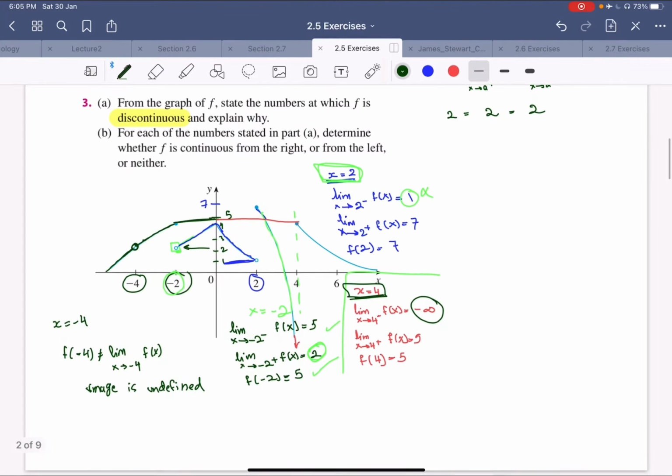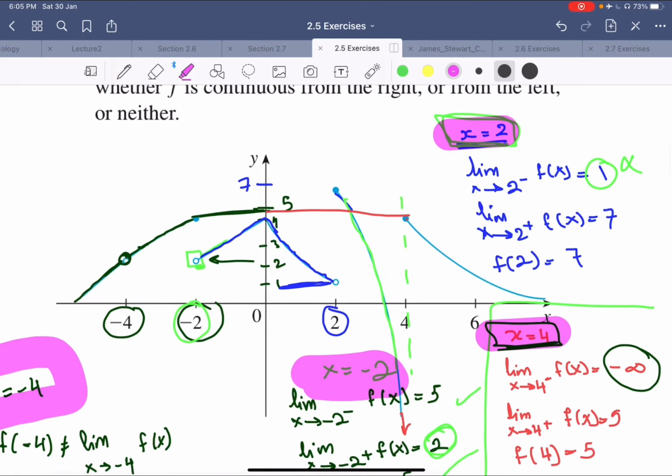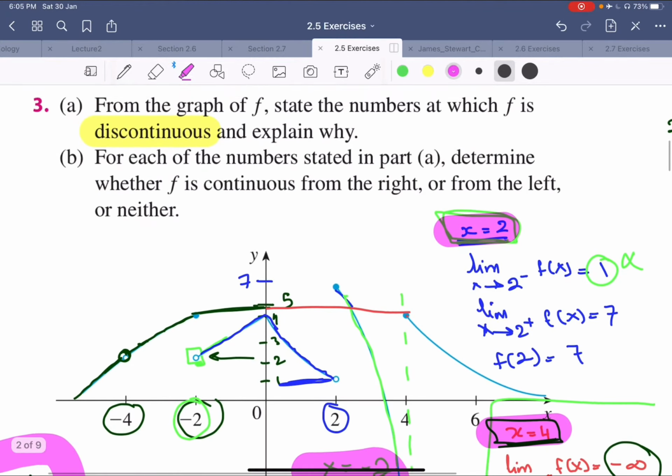So we have x equals -4 and x equals -2, x equals 4 and x equals 2. So these are the 4 values, and we found them by marking with the pen or by walking along the graph so we know where it breaks or where the image is not available. So we check. For each of the numbers stated in part A, determine whether f is continuous from the right or from the left or neither.